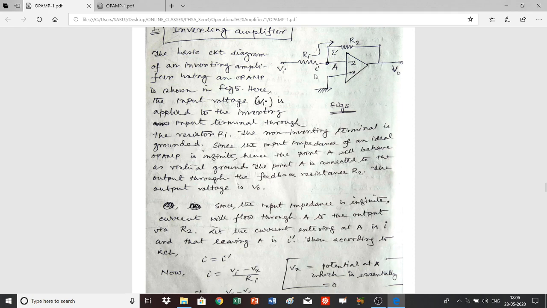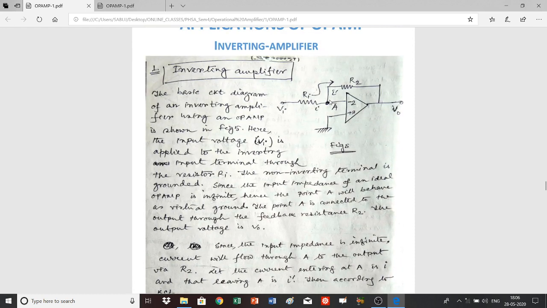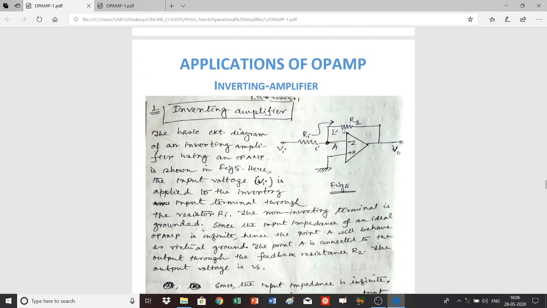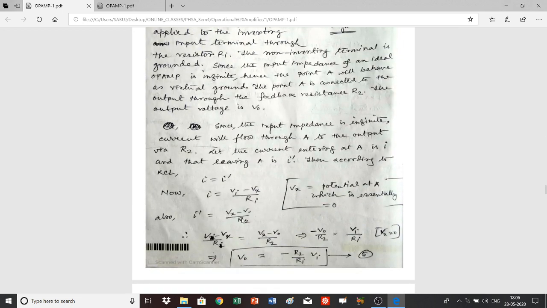Now first we calculate the value of I, which is nothing but the difference of the voltages of this Vi and the potential at the point A. Let the potential of this point be Vx. Then I can be written as Vi minus Vx by Ri, which is written here. I is equal to Vi minus Vx by Ri, where Vx is the potential at A, which is nothing but 0. And also I prime is equal to the potential difference between these, that means Vx minus V0 by R2, which is also written here. I prime is equal to Vx minus V0 by R2.